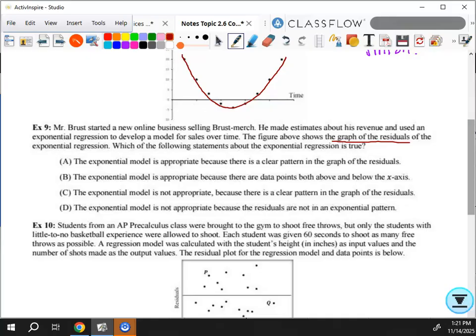So this says the exponential model is appropriate. Well, it's bad, so we know it's not. I don't even have to read the rest, right? That's not true. The exponential model is appropriate. Again, I can stop reading, but this goes on to say because there are data points both above and below the x-axis. That really has nothing to do with anything. And then the exponential model is not appropriate. These both say that. It says because there is a clear pattern in the graph. Pretty sure that's it, but we should read D, because this also says not appropriate because the residuals are not in an exponential pattern. No, we don't want the residuals to be in any kind of pattern, so our answer is definitely C. Okay, everybody good with that?